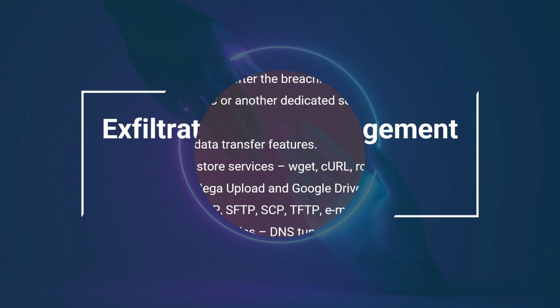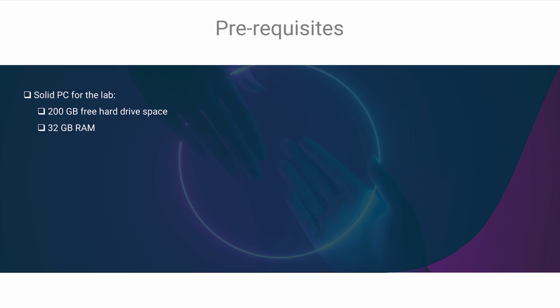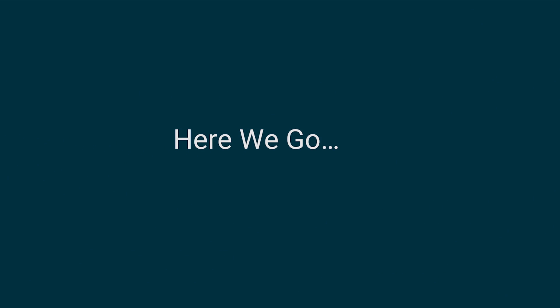So we'll be talking about exfiltration of data, about ransomware, and about documenting, which is the final phase of the advanced persistent actors. When it comes to the prerequisites for this course, you will need a solid PC for the lab because we will be deploying our own infrastructure and Active Directory environment to play around with. We recommend at least 200 gigabytes of free hard drive space and at least 32 gigabytes of RAM. So you will need a good PC. And that's about it. It's time to dive into the course without further ado.